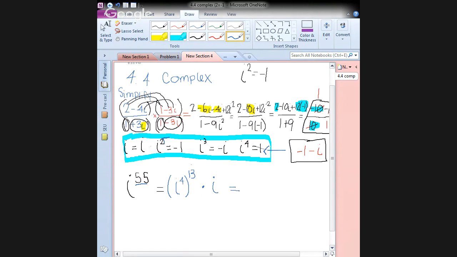Well, we just said that i to the 4th is 1, which means that this entire thing is just equal to 1. That's why we want to work with i to the 4th. When we work with i to the 4th, it makes it nice and easy. All of that is just going to be 1. So really my final answer is i, because 1 times i is just going to leave you with i. So that would be your final answer.